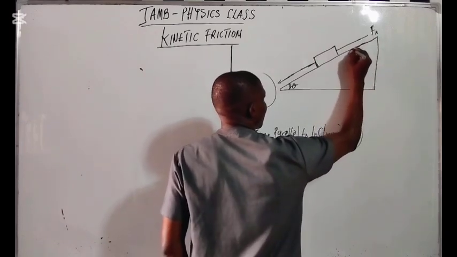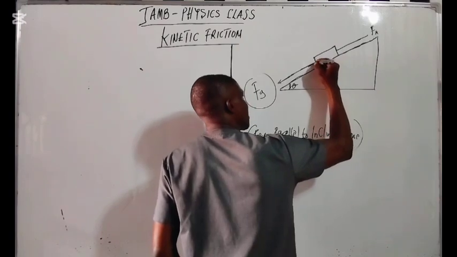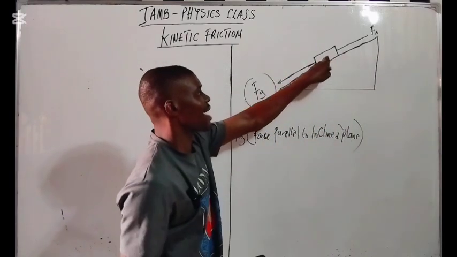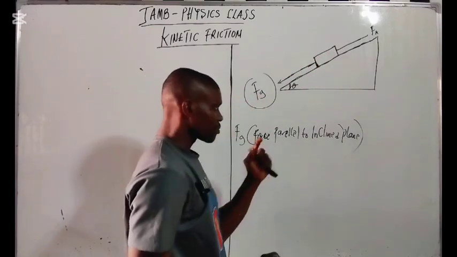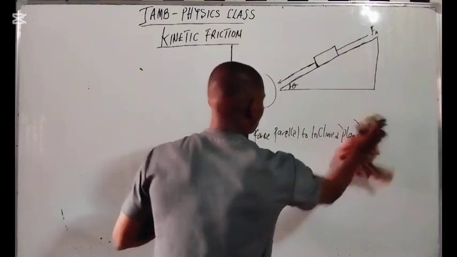Look at the inclined plane here. This force is parallel to what? To the inclined plane. So this is the first force that is acting on the object, the parallel force. Let me wipe this place out. I've explained this first one here.